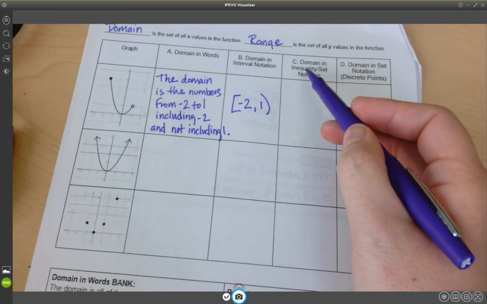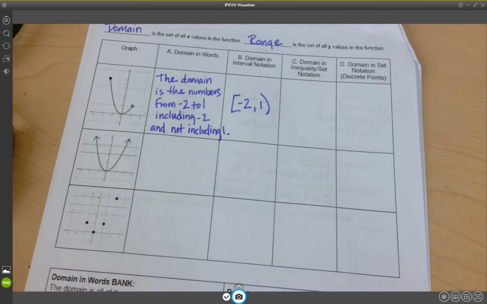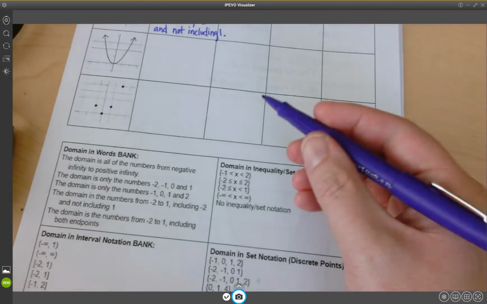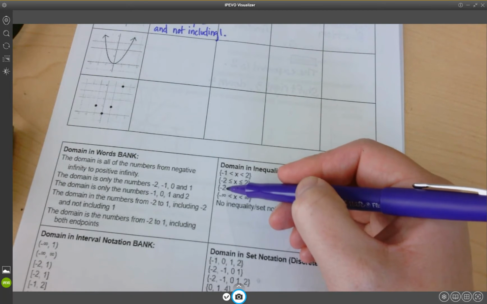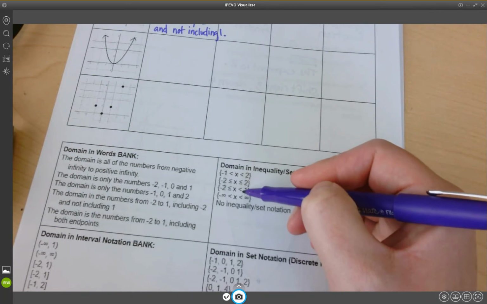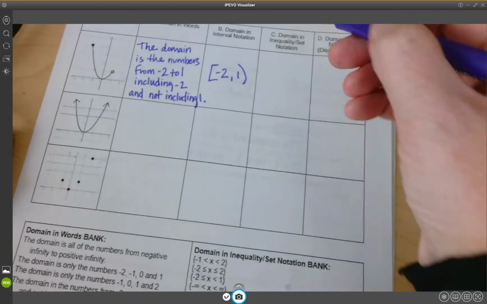The next one is asking for inequality set notation. We're going to find the same domain, but in inequality notation. Down here, I'm looking for the one that's from -2 to 1, and the equals shows that we include -2, and this shows that we do not include 1. So I'm going to put that up here.